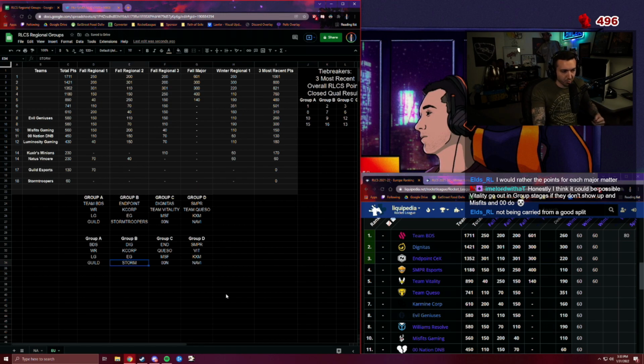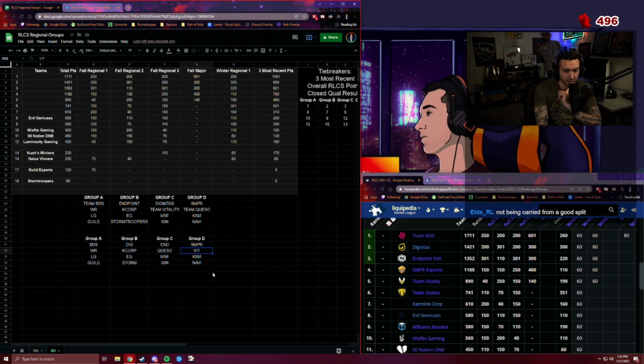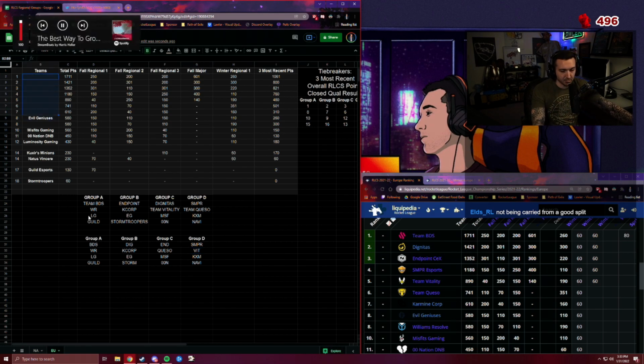Those groups look pretty similar. In fact, there's only 2 that change, which is Vitality and Queso. That's the only thing that changes if they automatically give 8 in the exact same spots of what they were.